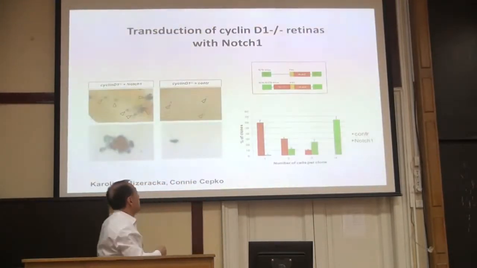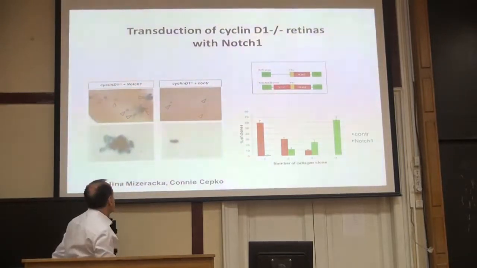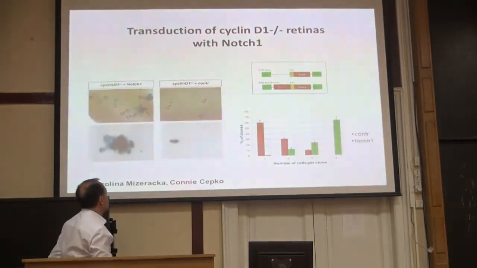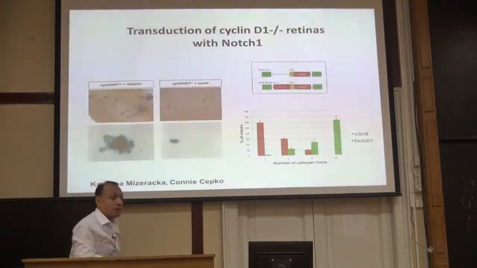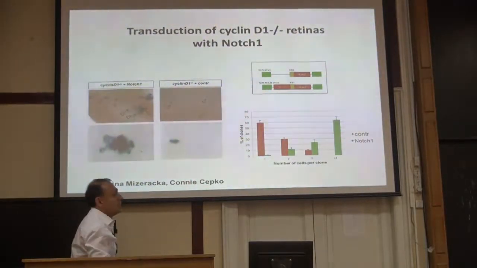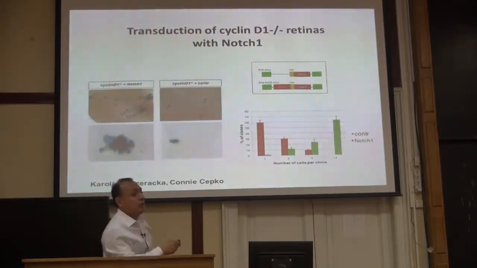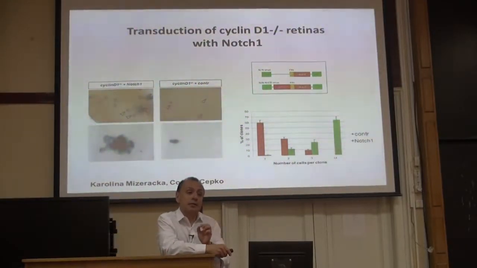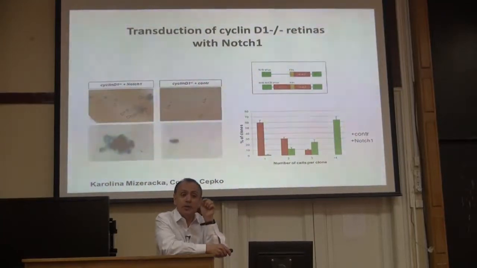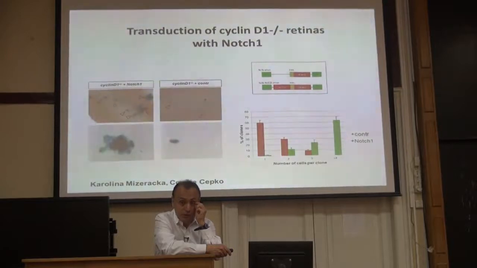So that's this experiment. It was done by actually an expert in the field, Connie Cepko, who is also in the Department of Genetics. This is a student, Karolina Mizeracka, and what they do, it's a very cool technique, is that they can inject virus directly into the eye of a mouse, and this virus, the way it's injected, will go to the retinal cells, and will infect the retinal cells.